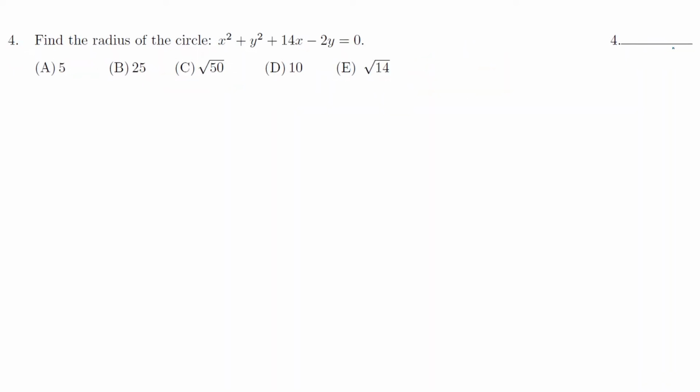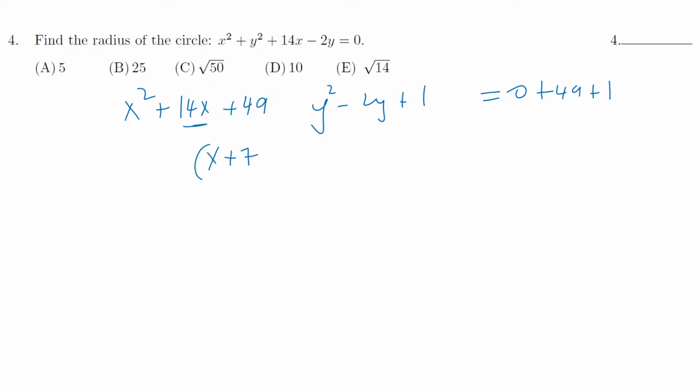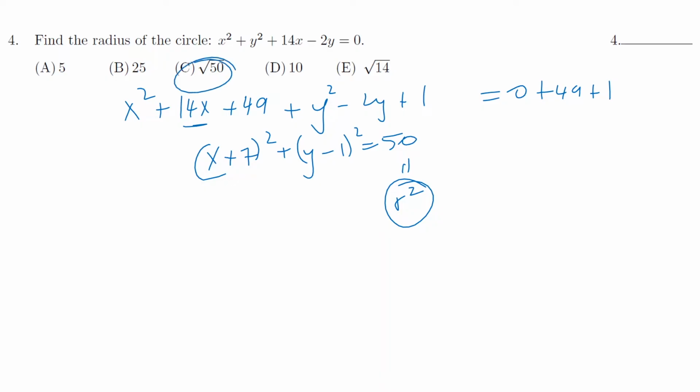So far, so good. Find the radius. So we have to complete the square twice. It's a little bit annoying for the circle questions, but we have to do what we have to do. So here, I'm just leaving blanks and spaces equals 0. So here, this is 14 over 2, 7 squared, so that's 49. Here, this is negative 2 over 2, which is negative 1 squared, which is 1. So I have to add 49 and 1 to both sides. That's just x plus 7 squared plus y minus 1 squared equals 50. Therefore, the radius is this. This is equal to r squared, so therefore the radius is just the square root of 50, which is C.